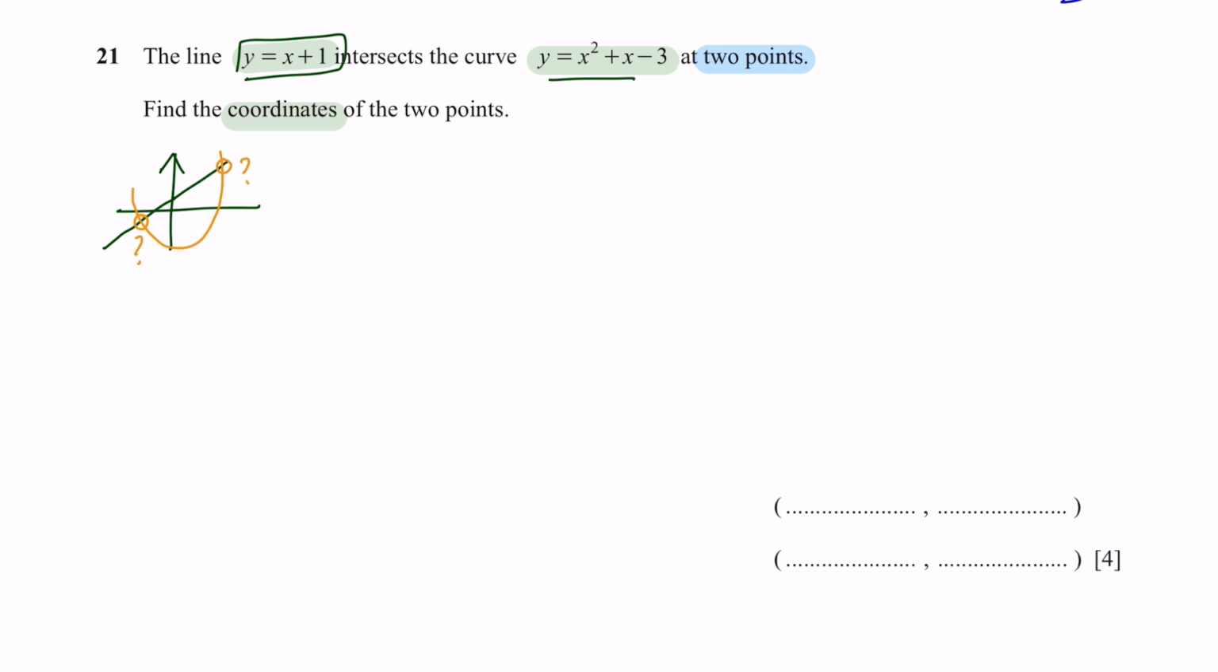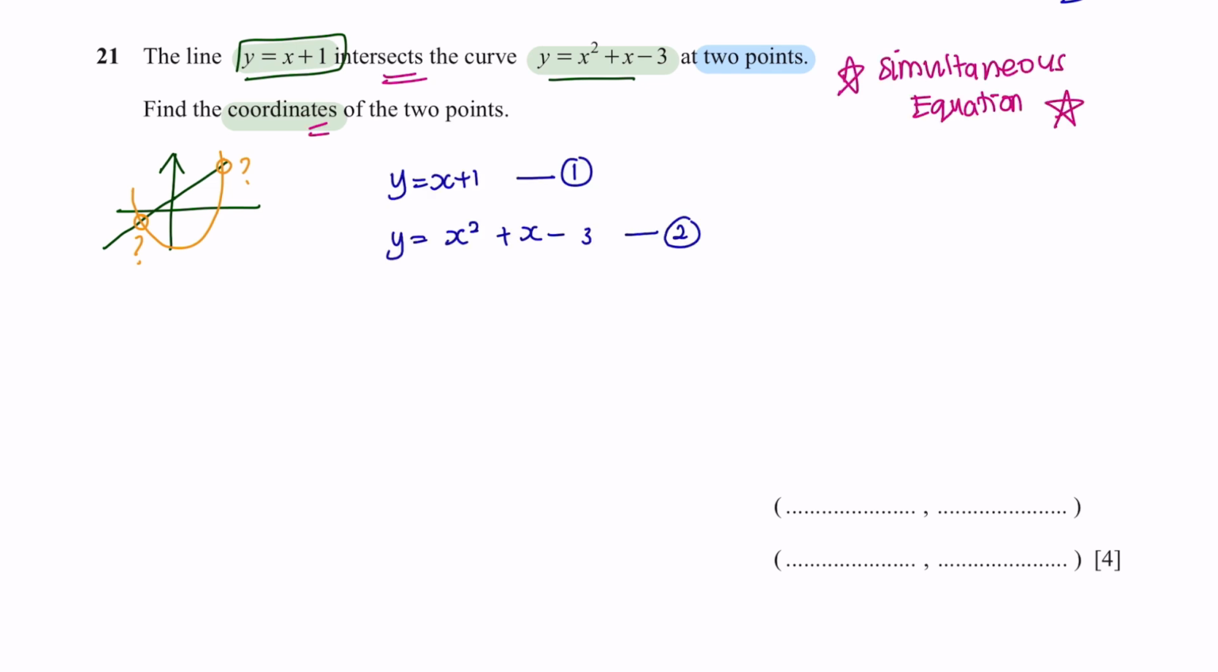When you're given two lines intersecting each other and we are looking to find the coordinates, we are just going to do a simultaneous equation. So it's pretty simple. We're just going to substitute the first equation into the second equation. In the first equation, it says that y is x plus 1.